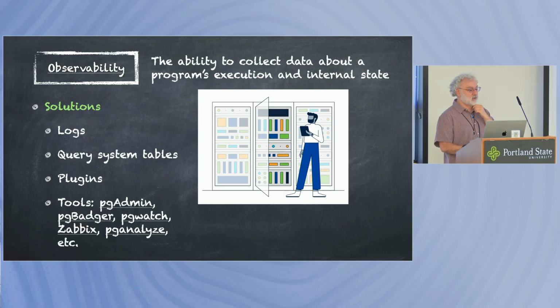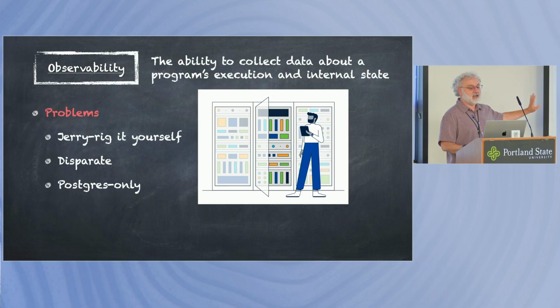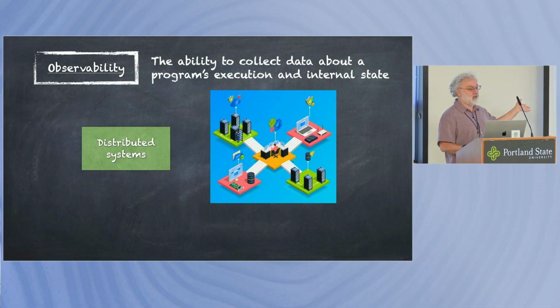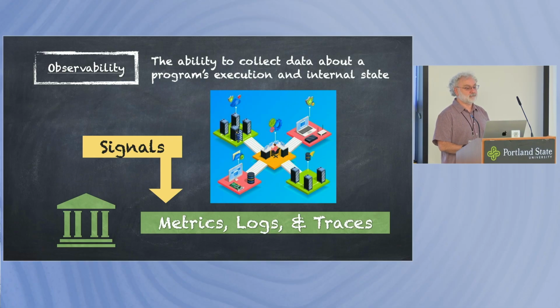And in Postgres, there are ways to do this. You can look at your logs, you can query system tables, there's plugins, and there's a bunch of tools. But the problem with these is that you kind of jerry rig them. They're all kind of separate, and they're Postgres only, and you need to find a way to make them work. So what has changed, that used to be good enough, but what's changed now is the distributed systems. We've got real machines, we've got virtual machines, we've got Linux containers, we've got cloud servers. And so for people that need to monitor not just the database, but a bunch of systems related to it, that's what has made OpenTelemetry so popular.